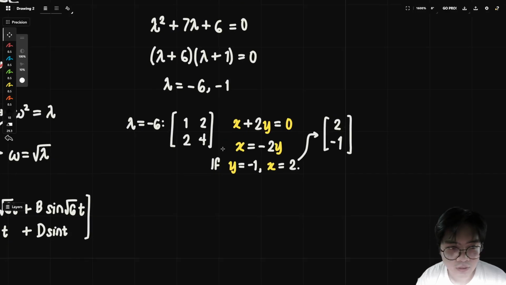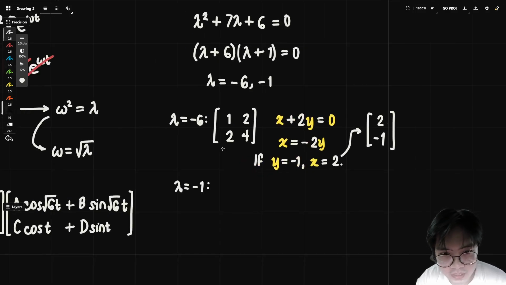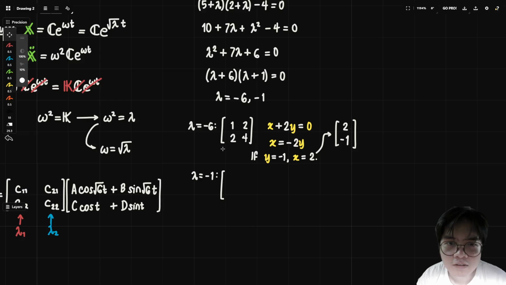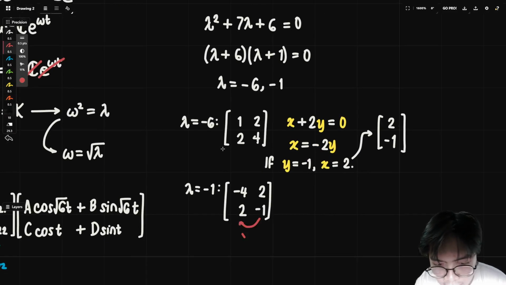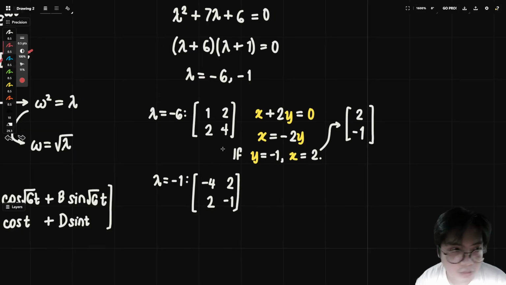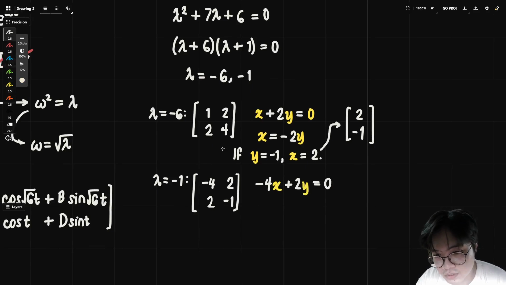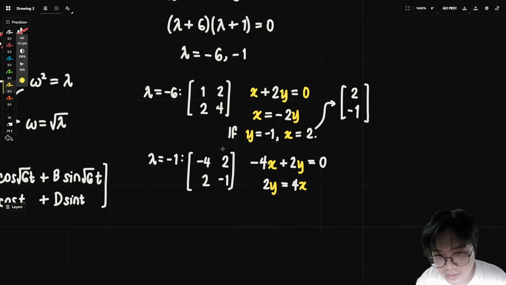2, negative 1. Now, for your eigenvalue of negative 1, we will have, limit ko na naman, negative 5 minus negative 1 is negative 4. 2, negative 2 minus negative 1 is negative 1. So makikita nyo here that you just have to multiply this by negative 2, and then multiply this by the same amount. So either way, you can just choose negative 4x plus 2y is equal to 0. Lipat ko to sa kabila, we will have 2y is equal to 4x, and then basically just y is equal to 2x.